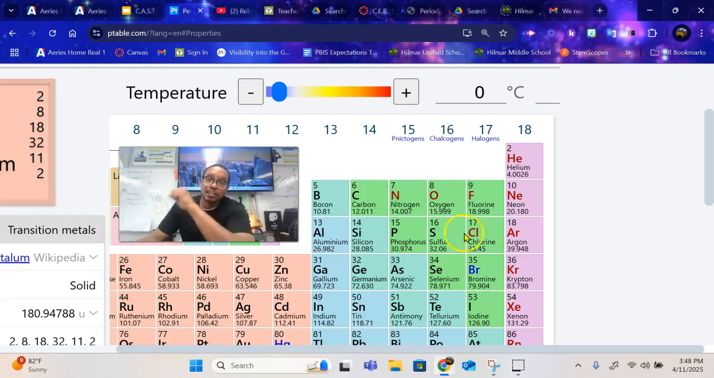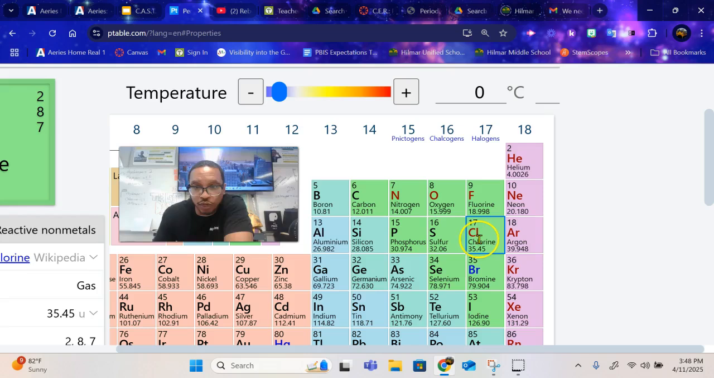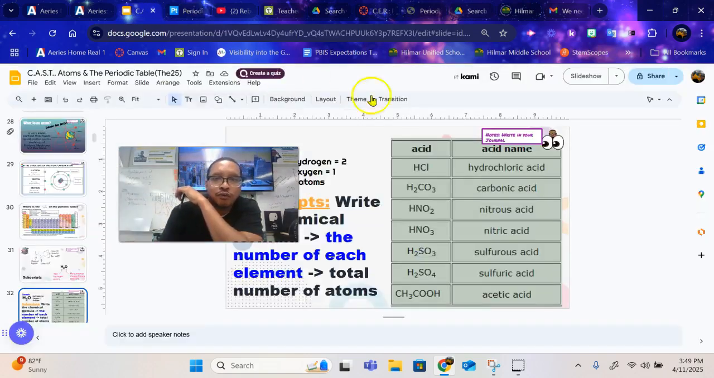That's how we got the hydrochloric acid. If you look at the chlorine, it is H and then it's Cl, so that is a lowercase L. Now here, since this is the first letter, it is an uppercase I, and that is for iodine. So I just wanted to point that out for the folks.